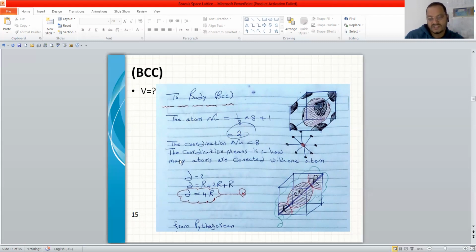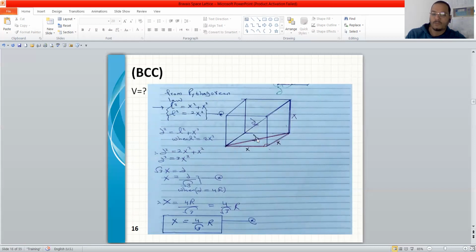What does the coordination number mean? Like I said before, how many atoms are connected with a specific atom. Now let's calculate D instead of x from the previous slide. Here, something like a triangle, 1, 2, the longer one, 3, equals R plus 2R plus R. That means D equals 4R.